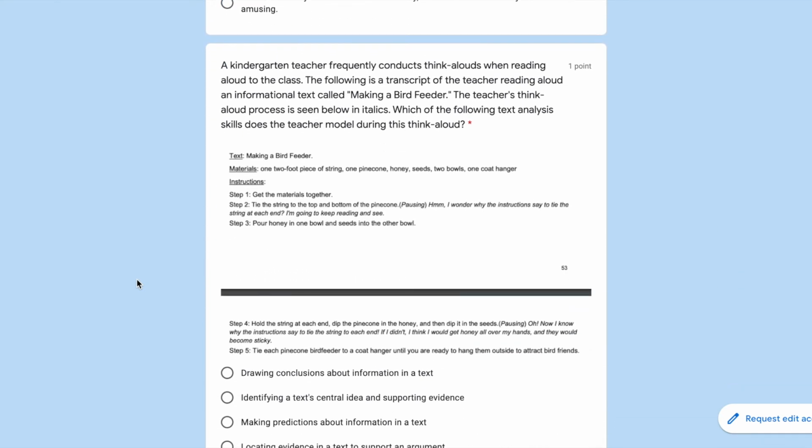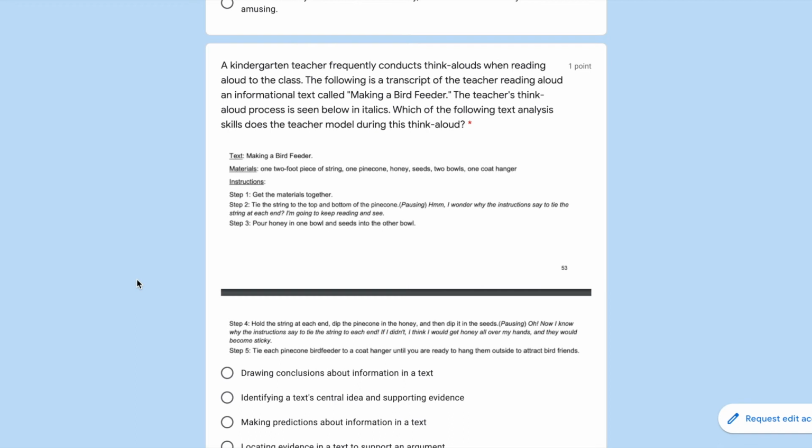Our next question provides us some information below and asks, a kindergarten teacher frequently conducts think-alouds when reading aloud to the class. The following is a transcript of the teacher reading aloud an informal text called Making a Bird Feeder. The teacher's think-aloud process is seen below in italics. Which of the following text analysis skills does the teacher model during this think-aloud? So text is making a bird feeder.